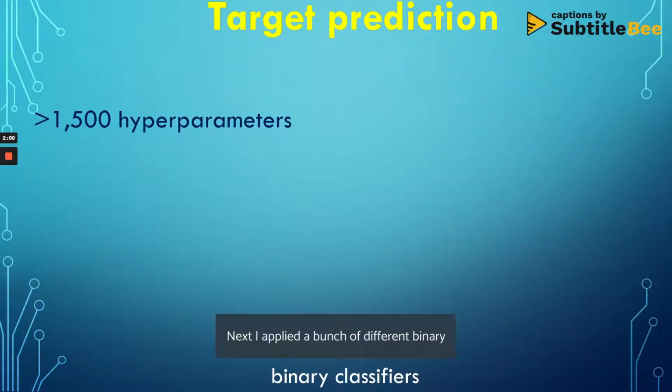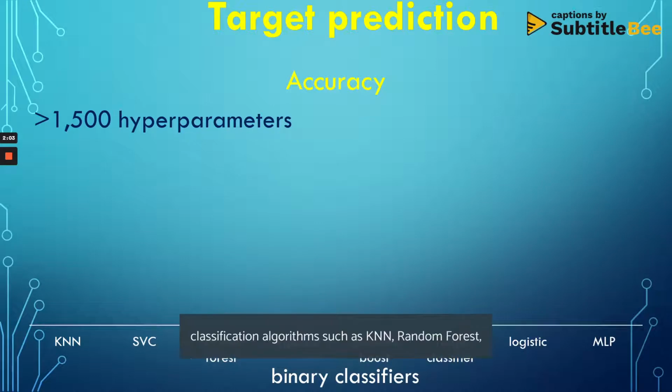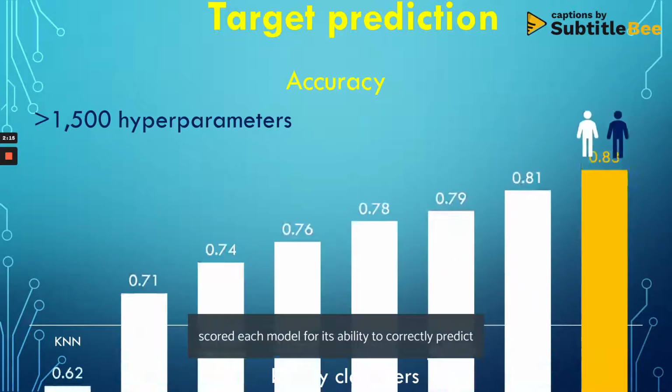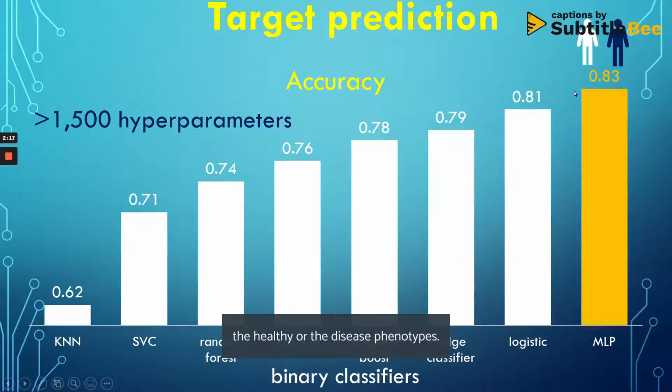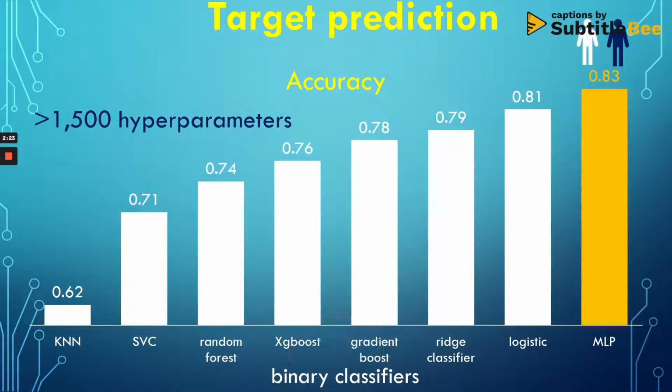Next, I applied a bunch of different binary classification algorithms such as KNN, random forest, logistic regression, and MLP across a total search space of 1,500 hyperparameters, and I scored each model for its ability to correctly predict the healthy or the disease phenotypes. My best model was an MLP classifier with an accuracy score of 0.83.